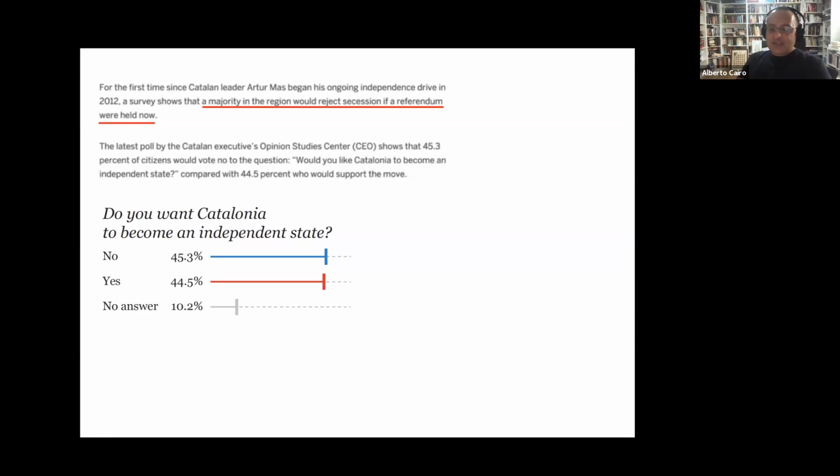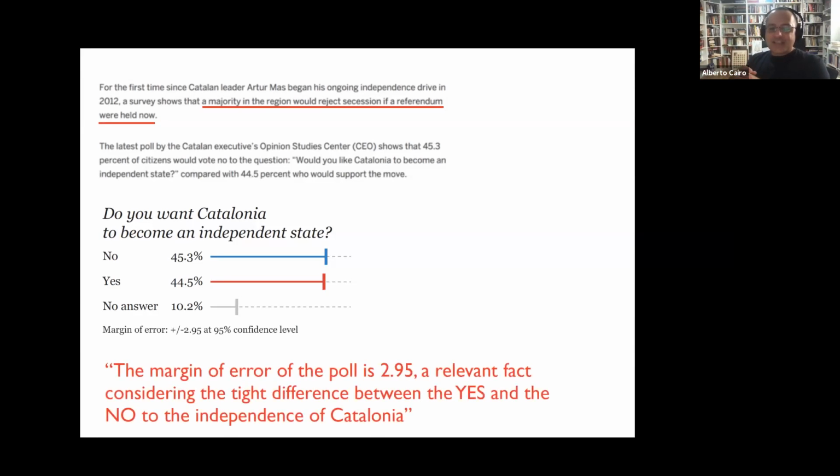What alarmed me was that if you read the story, there was a portion that says the margin of error of the poll is 3 points, and then they say a relevant fact, considering the tight difference between the yes and the no to independence in Catalonia.